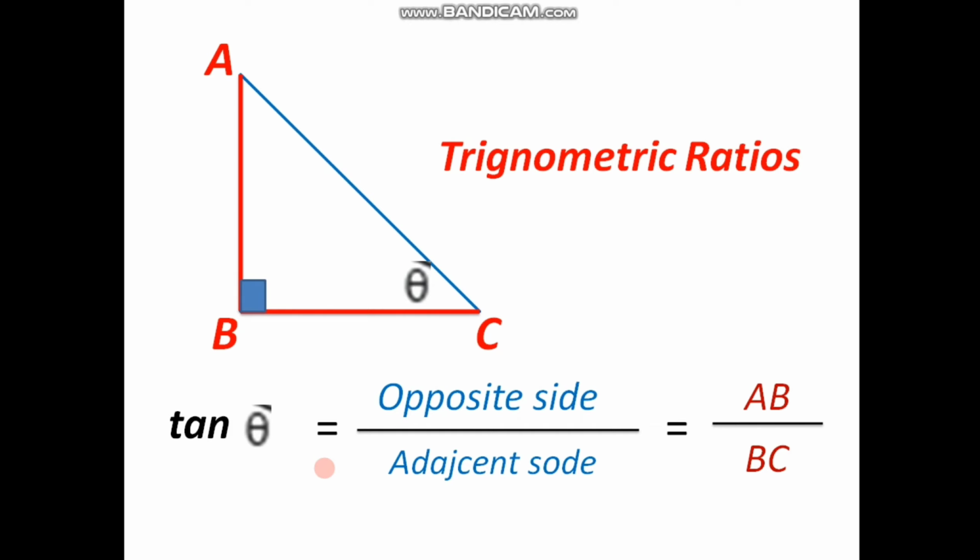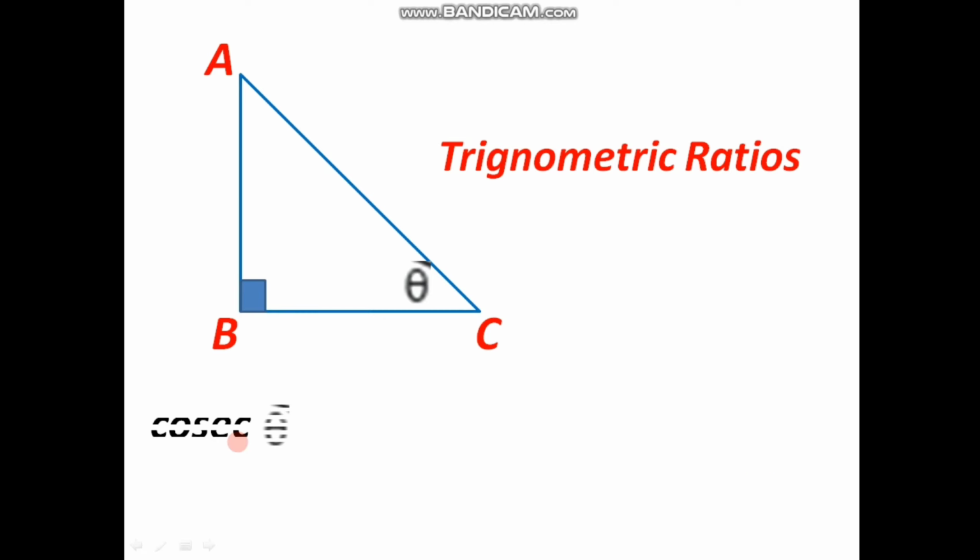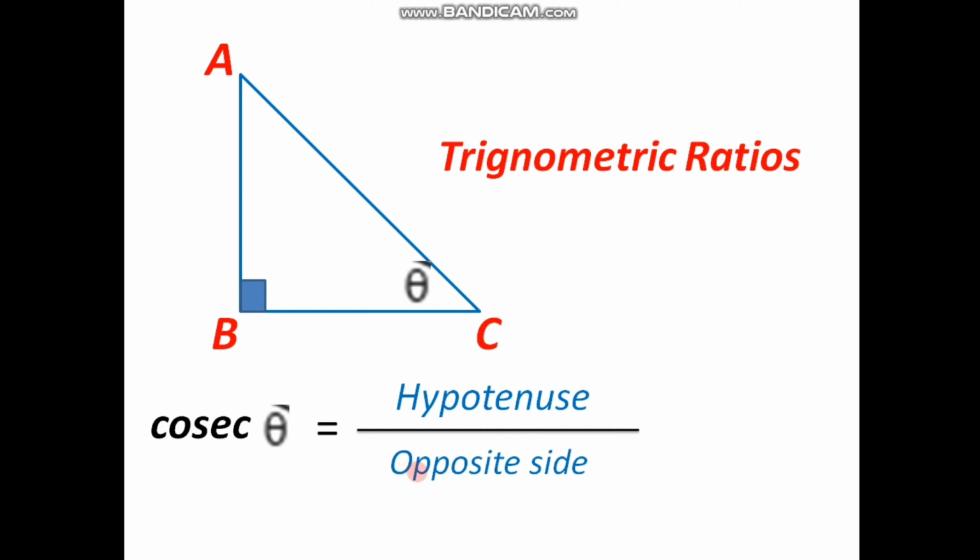After this, we have three other trigonometric ratios which are basically the reciprocals of the first three. So the fourth trigonometric ratio is cosec theta, which is reciprocal of the first trigonometric ratio, that is sin theta. So by definition we have cosec theta is equal to hypotenuse divided by the opposite side. So in this diagram, for angle theta, AC is the hypotenuse and AB is the opposite side. That's why by this definition we have cosec theta is equal to AC divided by AB.